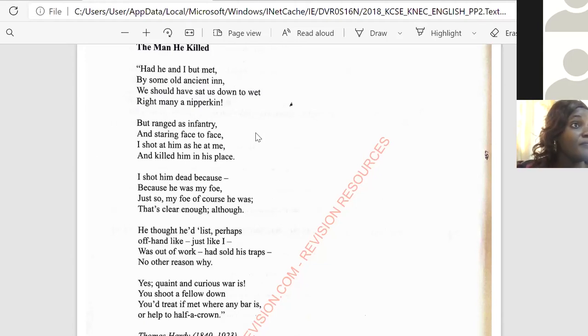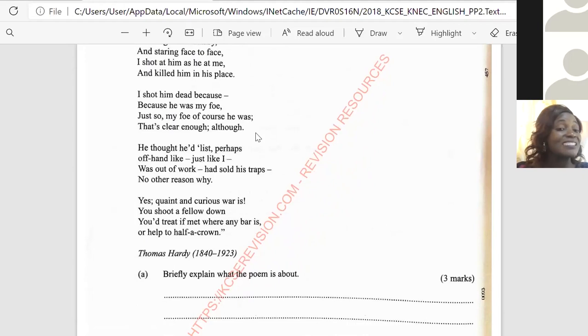Go and fight. He didn't have any other reason. So he goes to fight a war whose purpose he does not know, simply because he has enlisted to participate in it. And he concludes by telling us, yes, quaint and curious war is. That war is strange. It is weird. It is odd. Because in war, you shoot someone that you wouldn't shoot at any other time. That during war, you even kill someone that if you met in a bar, you would share a drink with.